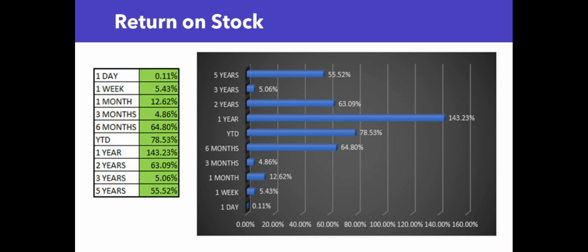Now let's look at the return on the stock. If you could see, in the last 5 years, it has generated positive returns. For the last 1 year, it has been 143.23%. For the last day, that was just 0.11%. For the last 1 week, that was 5.43%. And for the last 1 month, that has been 12.62%. If you could also see, for the last 6 months, that has been 64.80%. So the stock has been able to generate amazing returns in the last 1 year.